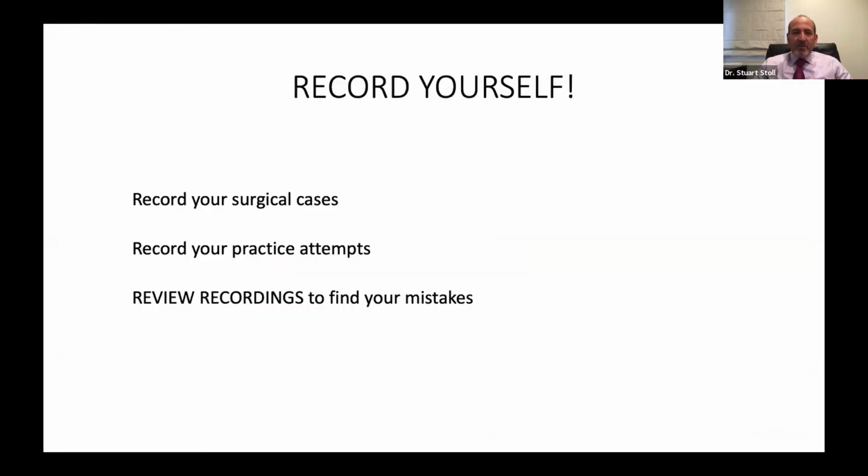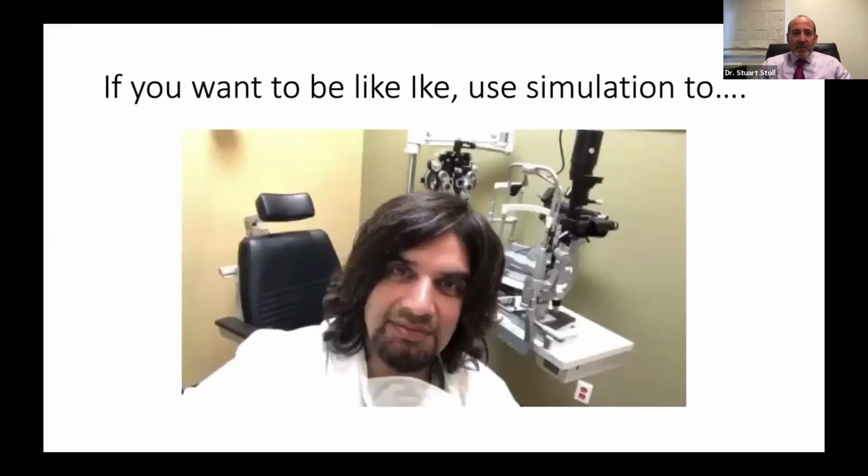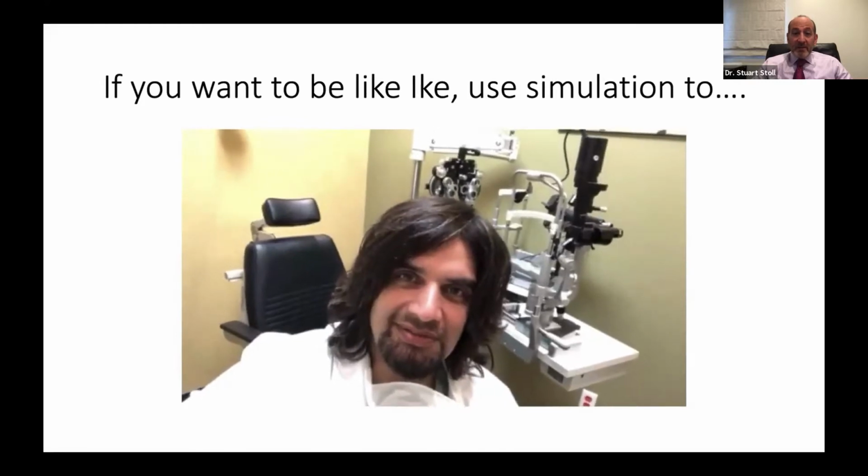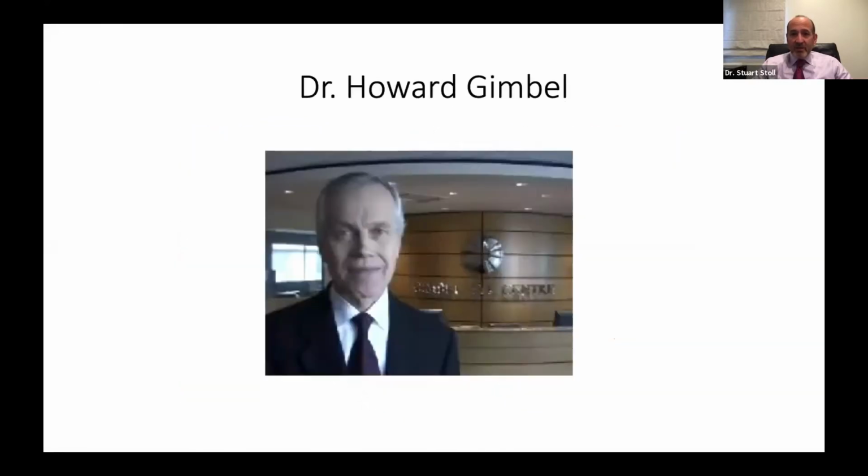And record yourself. We all record our surgical cases now, but record your practice attempts. You can learn from reviewing your recordings of even your practice attempts on models. Find your mistakes, analyze where it went wrong, and fix it. And remember, if you want to be like Ike, you can use simulation. Take the pressure off. That's right, to take the pressure off. Get rid of that pressure going into your cases.